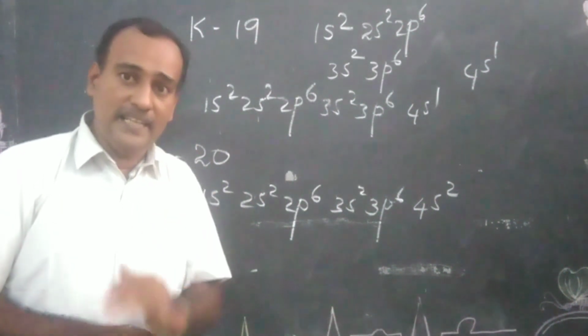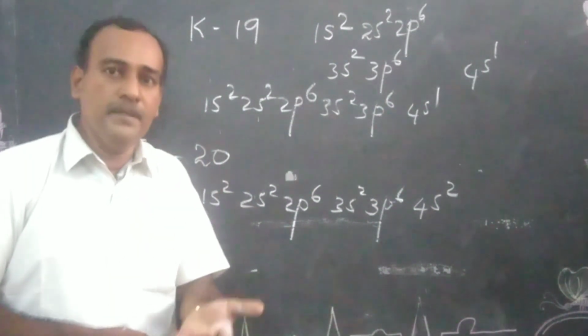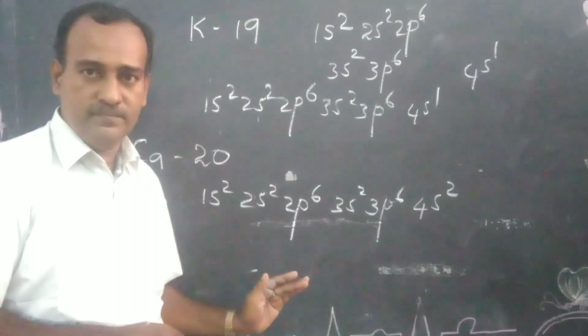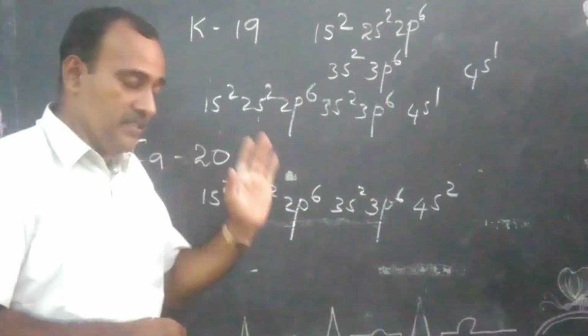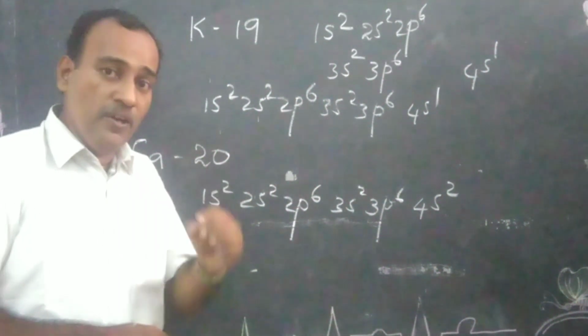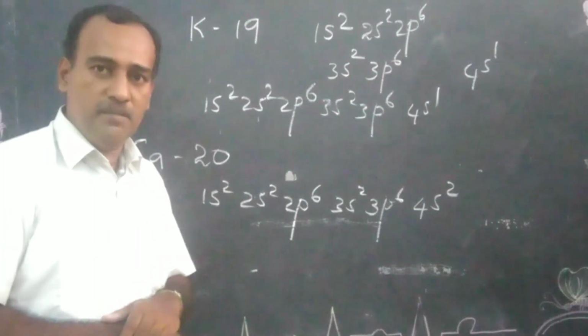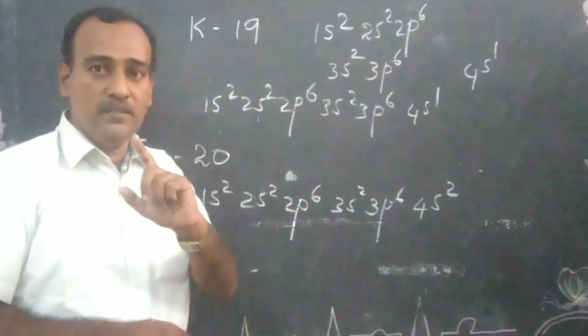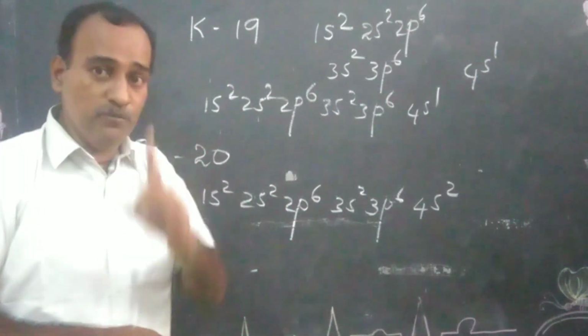Like that, we can write the electronic configuration of any element based on this. I think you can understand all these things. Now you have to practice by writing the electronic configuration of any element. But always keep in your mind the Aufbau principle.